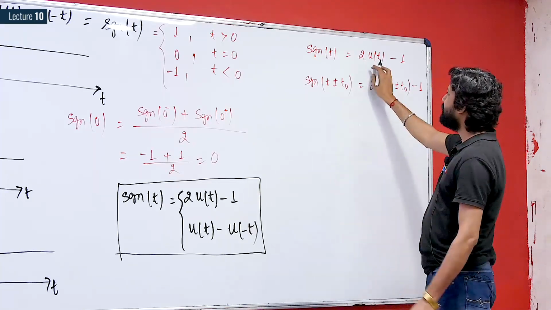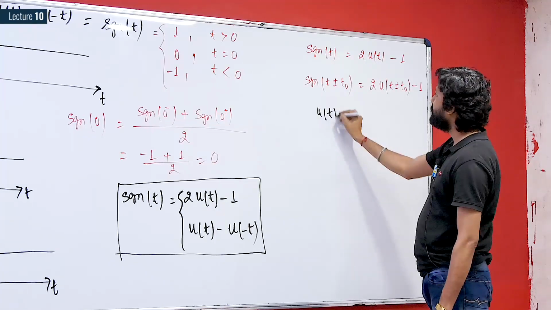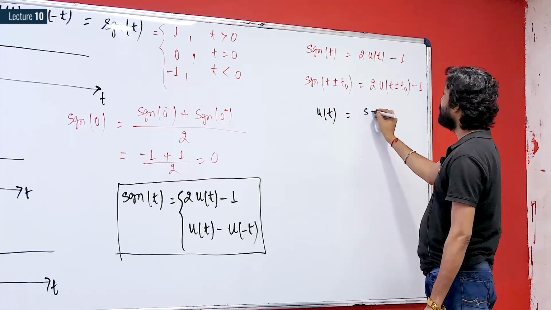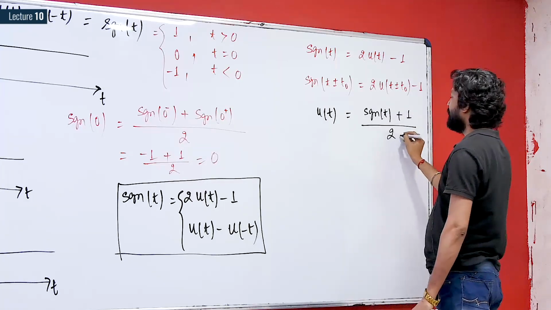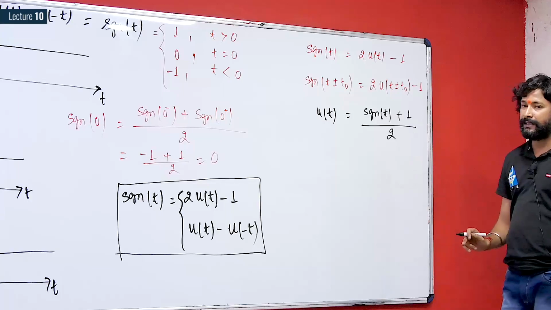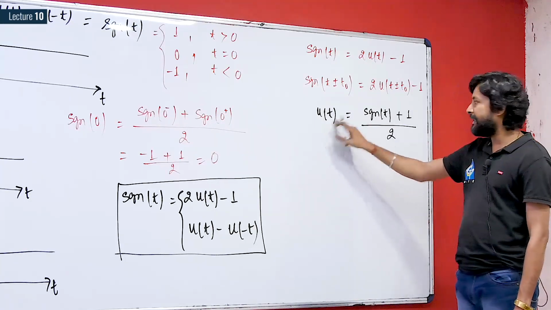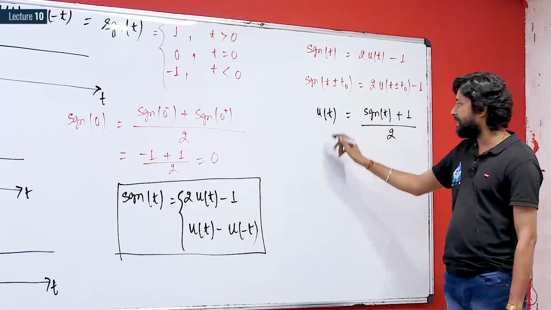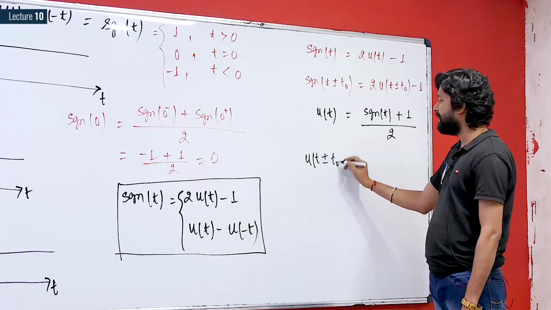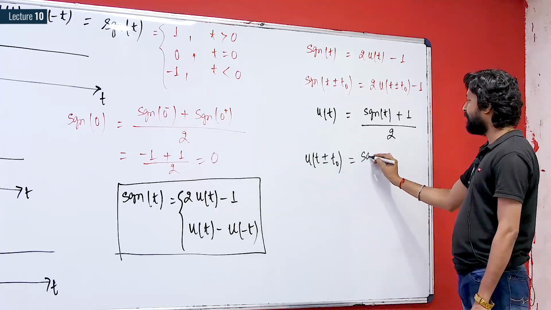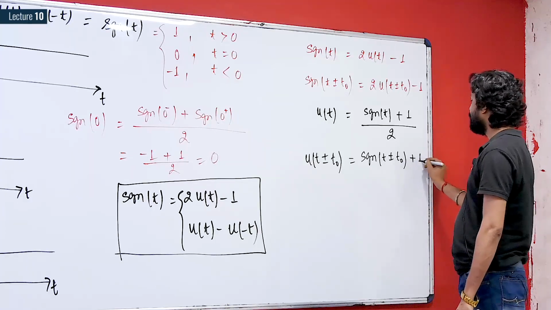If you find the value of u of t in terms of signum of t, then the step function u of t can be defined as signum of t plus 1, divided by 2. So if it is a step signal, then it can be defined like this. If it is a shifted step signal, that is, if we replace this t by t plus or minus t naught, then it will be signum of t plus or minus t naught plus 1, divided by 2.